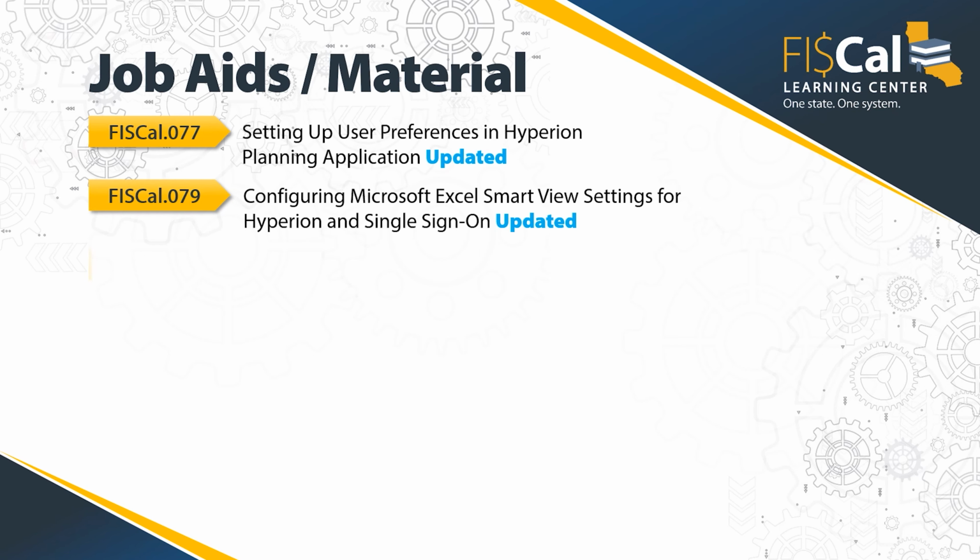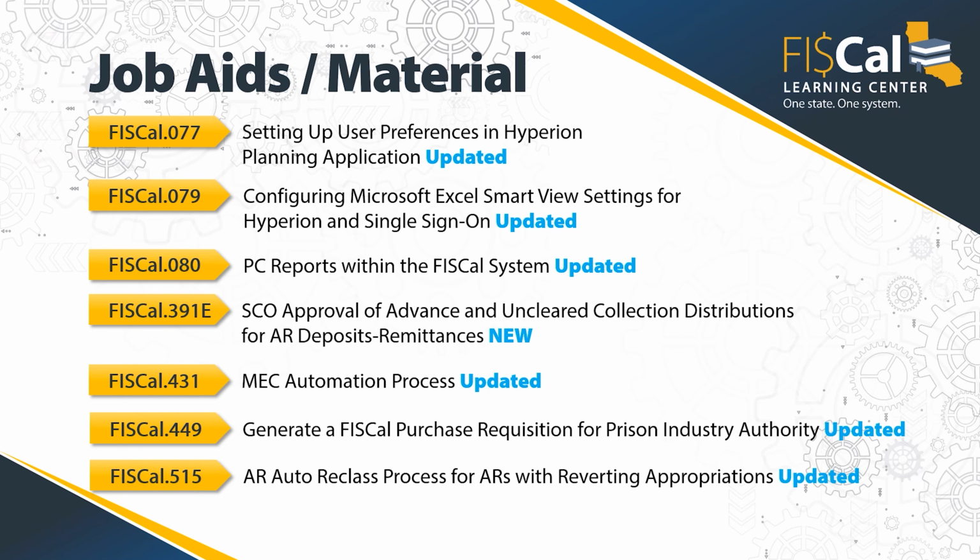Job Aids Material. FISCal 077, Setting Up User Preferences in Hyperion Planning Application, has been updated. FISCal 079, Configuring Microsoft Excel Smart View settings for Hyperion and single sign-on, has been updated. FISCal 080, PC reports within the FISCal system, has been updated. FISCal 391E, SCO approval of advanced and uncleared collection distributions for AR deposits and remittances, is new.